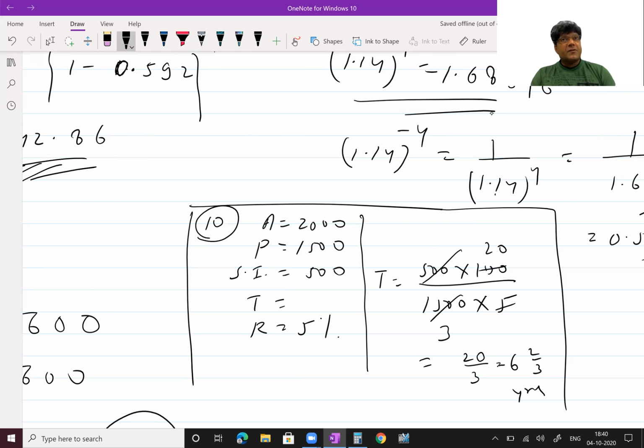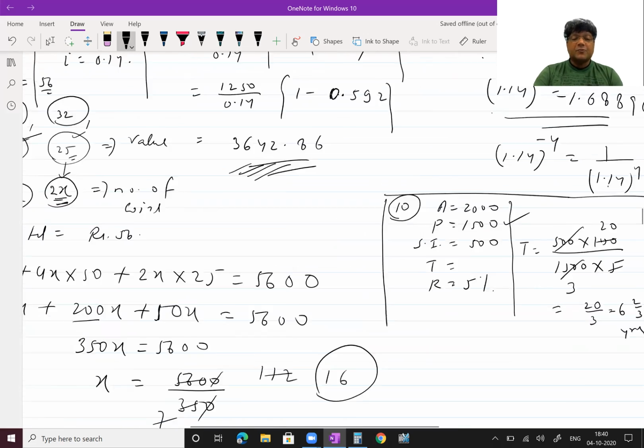6 and 2 by 3 years from when? From when it became 1500. 1500 it became when? After 10 years. That means, now see the scenario.